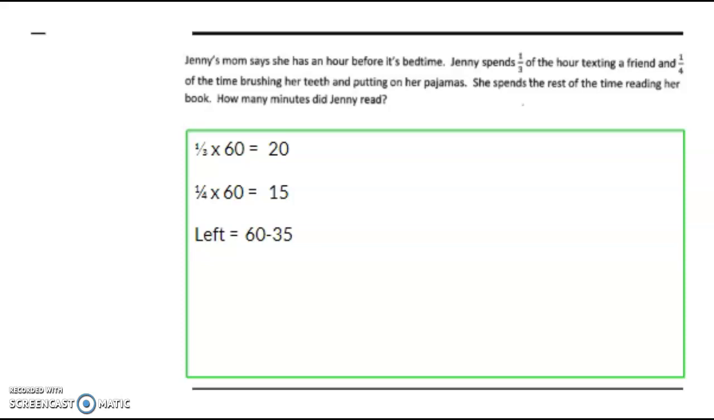Okay, so please make sure that if you haven't gotten there yet that you press pause, but if you take 60 and you take away 35, you are going to be left with 25 minutes. So in this case, that is the problem that they give you. I wanted to give you an example of that.